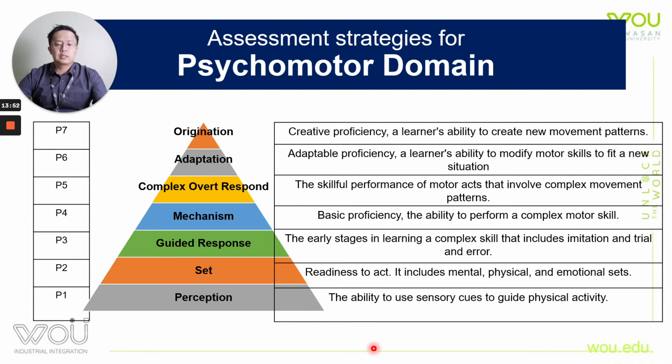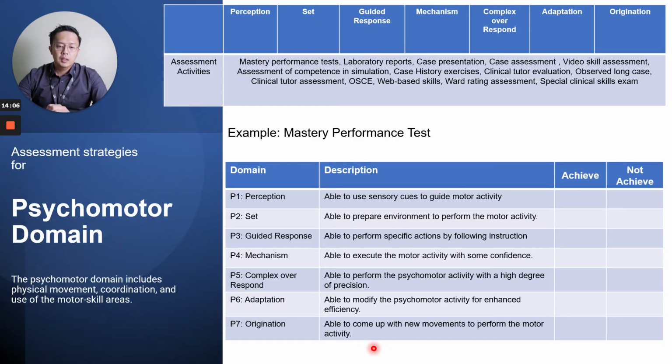So it's depending highly on the assessor's observation to determine whether the students have actually achieved, whether it's P1 or up until P7 over here. Okay, so this is an example like I've shown you just now. Psychomotor and affective domain are very similar. You can use one assessment method for all the levels, but again, it depends on which competency level you want to measure from them. Okay, so this is an example that we can use a mastery performance test as the assessment method for different psychomotor levels.